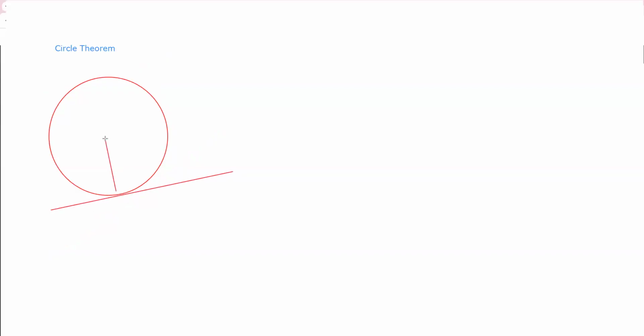Once the radius meets the tangent, at that point, it's going to meet it at a right angle. So that angle where the radius meets the tangent is going to be a right angle, or perpendicular to the line, or it's going to meet it at 90 degrees, right? So tangent: any line touching the circumference at one point.